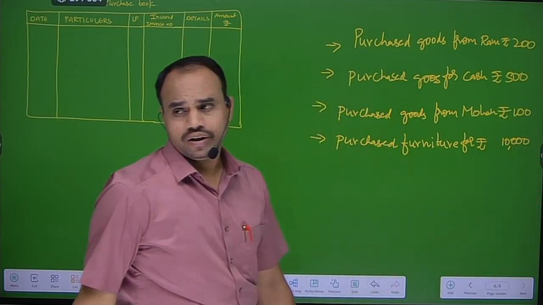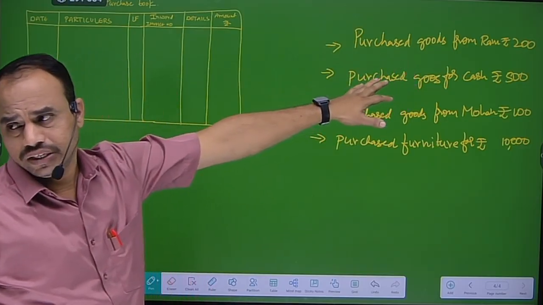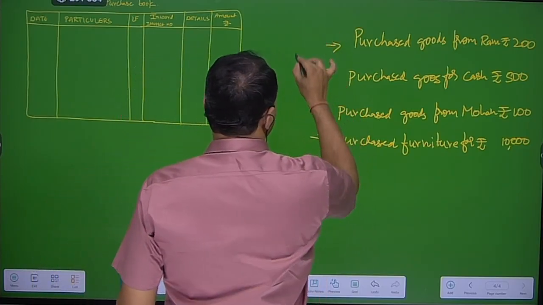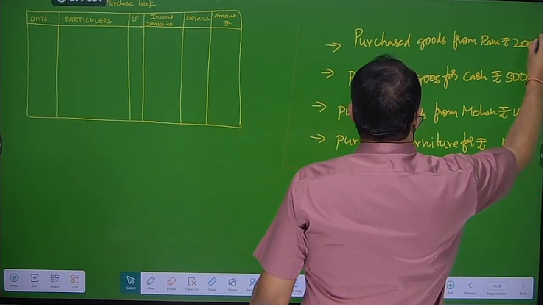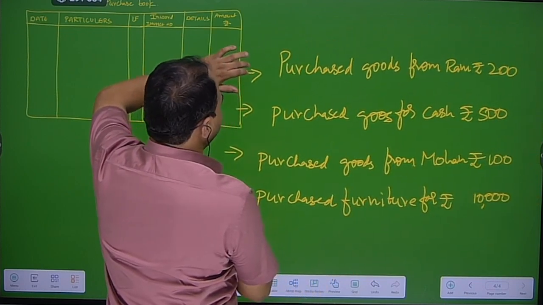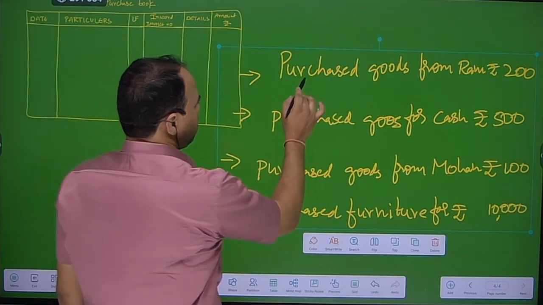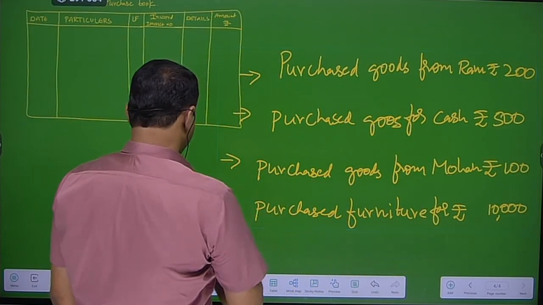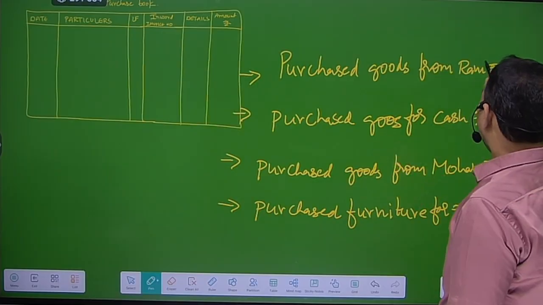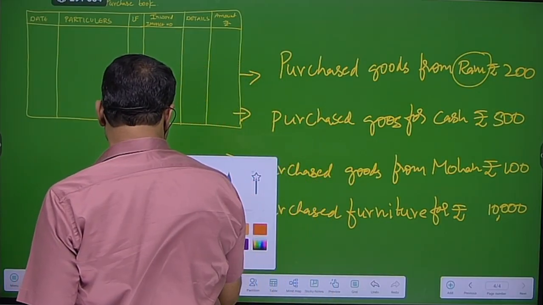Now look at the board, everyone. So what is a credit transaction? I will explain here. Purchased goods from Ram is given in this question. Are you able to see the question, beta? Yes, I think you are. So what did I write here? Purchased goods from Ram. Whenever a name is given, beta, you assume that it is a credit transaction.